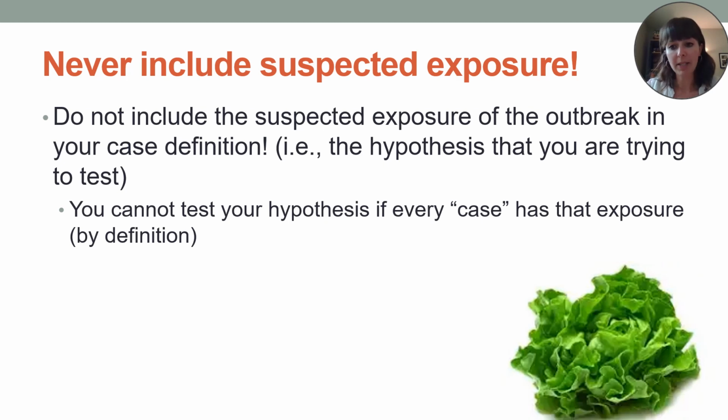If you all think back to EPI 101 and our 2x2 tables, if we only have people with the exposure, we have data in cells A and B, the top two cells, but the bottom cells are inherently zero because we have no one who doesn't have the exposure. And if half of our cells are zero, we can't calculate something like an odds ratio or a risk ratio. And so we can never really identify that our suspected source is in fact the source of an outbreak.